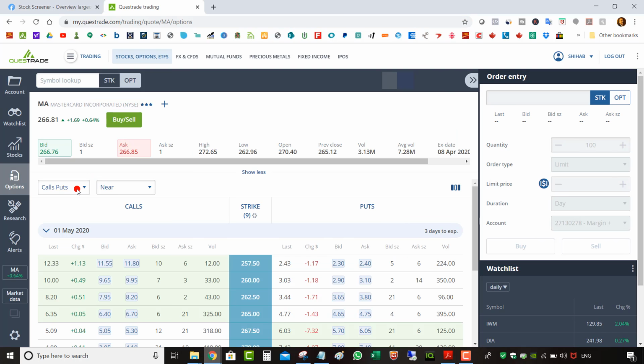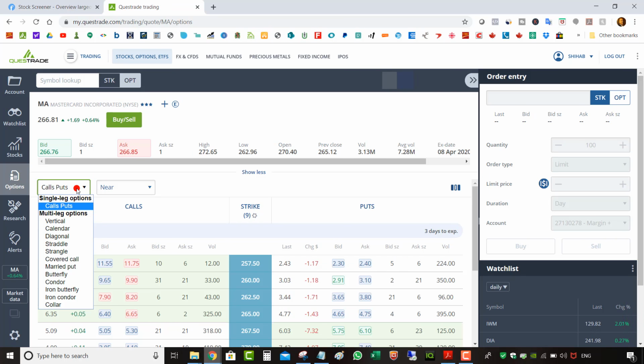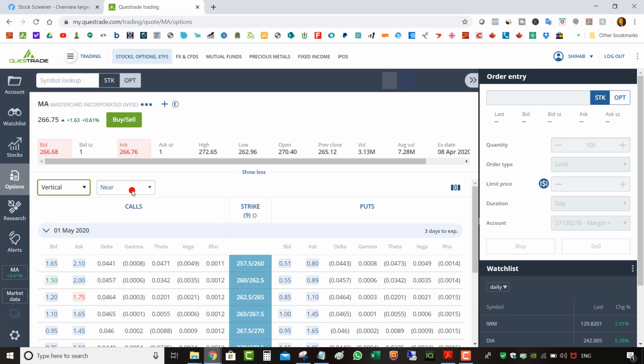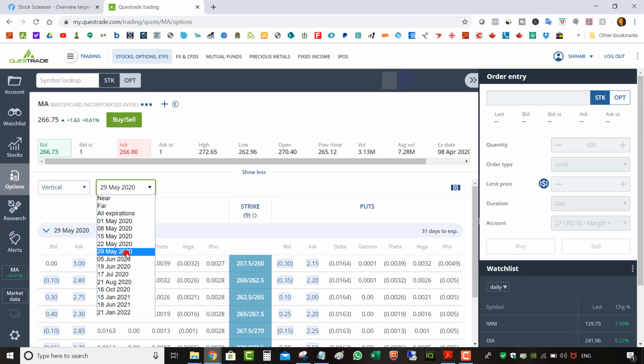And then the way I like to play earnings, obviously there's many different approaches, but I'm just sharing the way that I like to play earnings, is I'm going to do a put spread on MasterCard. So a vertical put, and I'm going to go 30 days away. So the closest expiration to 30 days away is May 29th. So it's a weekly expiration. It's not a monthly expiration.